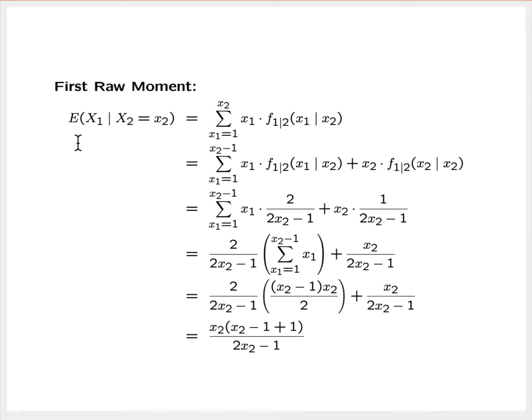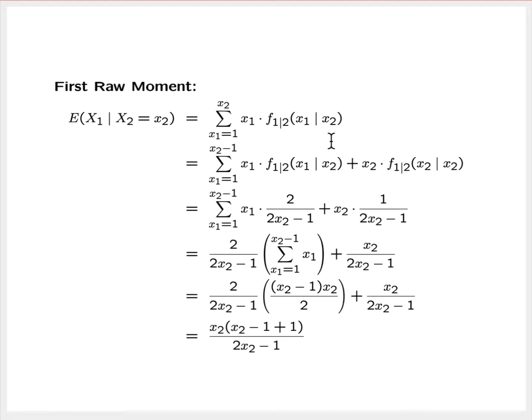And so again, that is denoted the expected value of x1 given that x2 is equal to some particular value in its sample space. And so by definition, that's going to be the sum, x1 going from 1 up to x2, because x2 is the largest that x1 can be, of the products, x1 times the conditional PMF of x1 given x2 evaluated at that value of x1 given the value of x2.